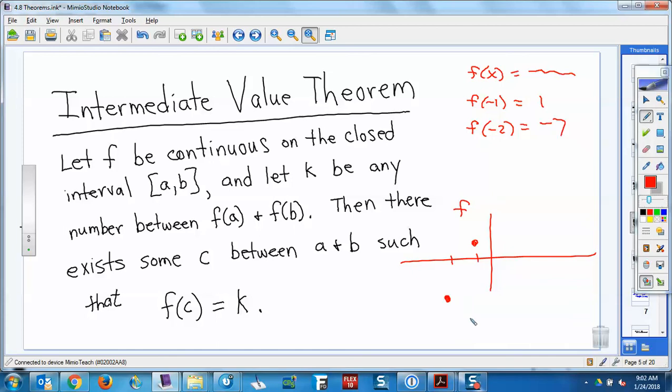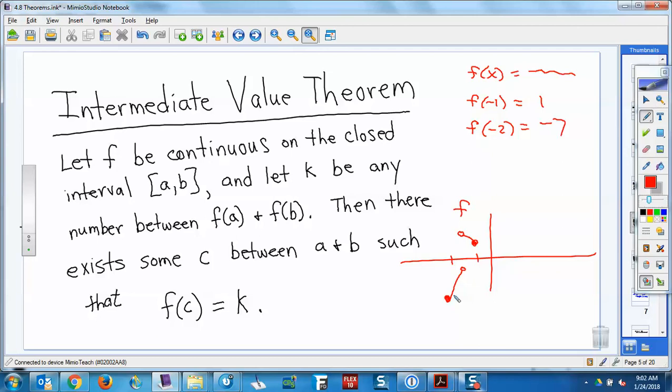That it hit all of those points in between. How do you know this function didn't go whoop, and then jump down to here? Well, because it was a polynomial and it was continuous, and therefore we know it couldn't have jumped. That's the only way. So without knowing it, we were using the intermediate value theorem here.